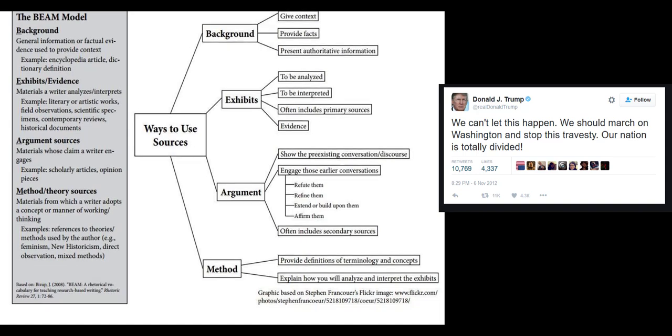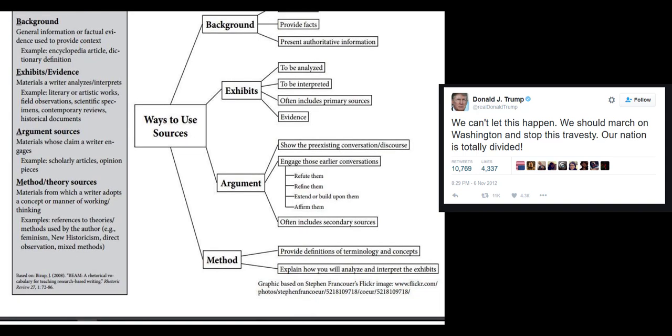Next, you have argumentative purposes. So if you are to include outside sources in this same example of a tweet, are you going to argue what he says? Are you going to refute it?